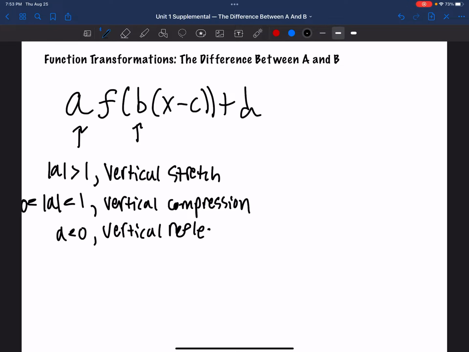I know. We already have this, right? You might be saying, Mr. Spicer, I already know this. I say, I know. Just bear with me, right?